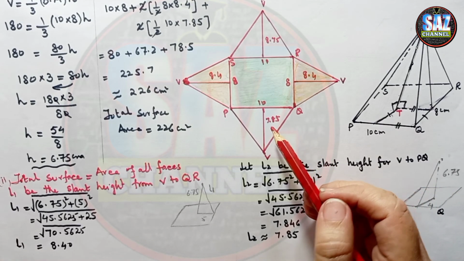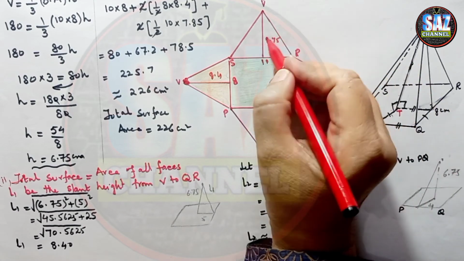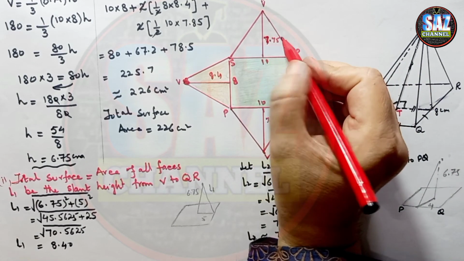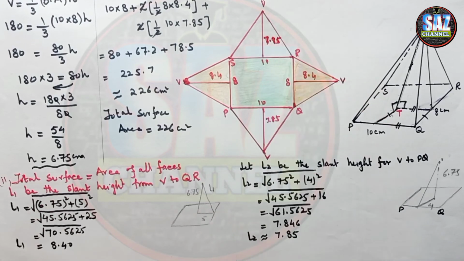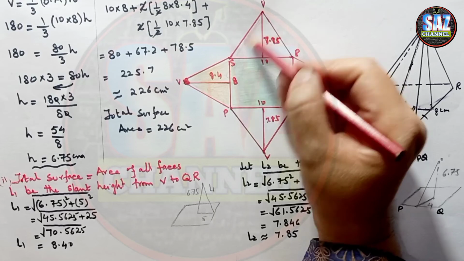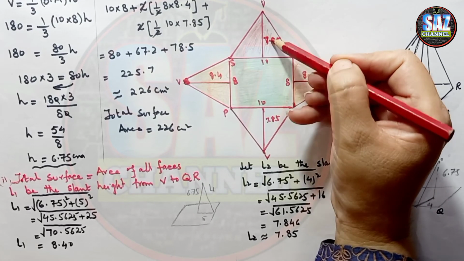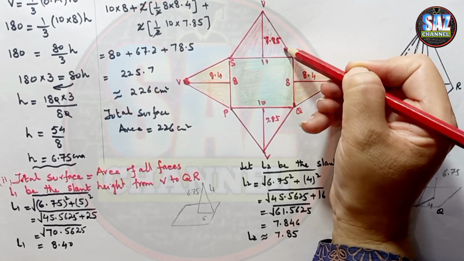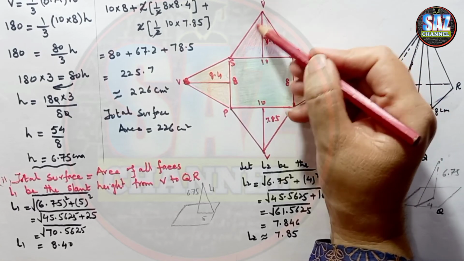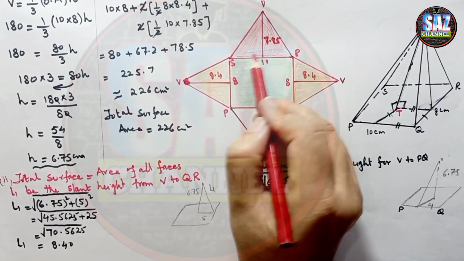This is why I'm writing, this is actually 7.85. I have to correct it, 7.85. Okay, sorry. And then I have to use another color so that my students can understand that these two triangles are identical. That's why we are using the formula 2 into the area of one triangle.